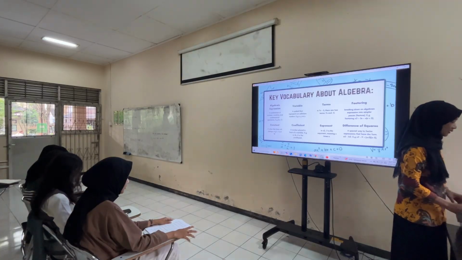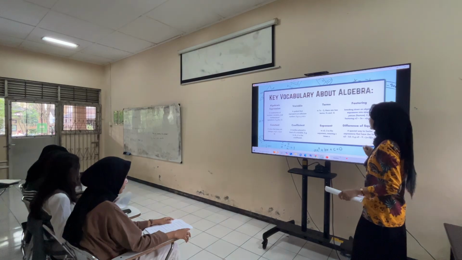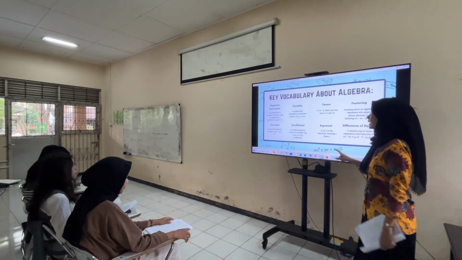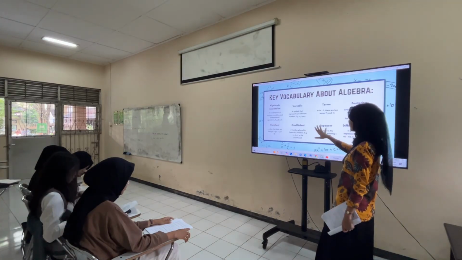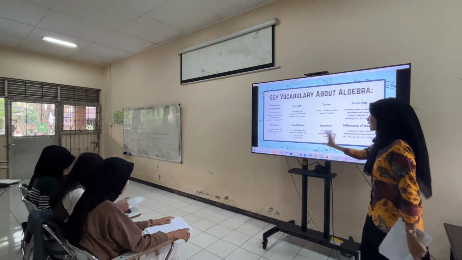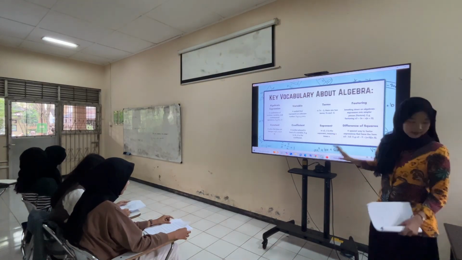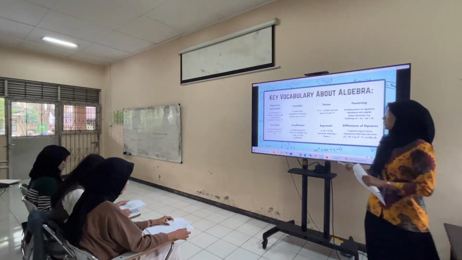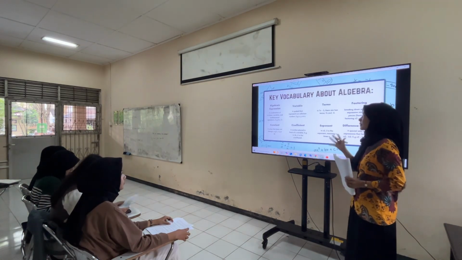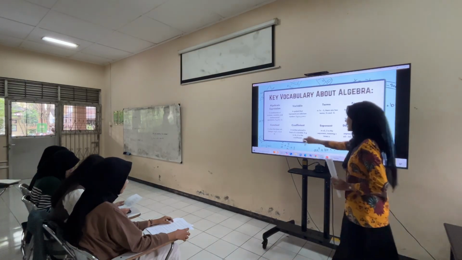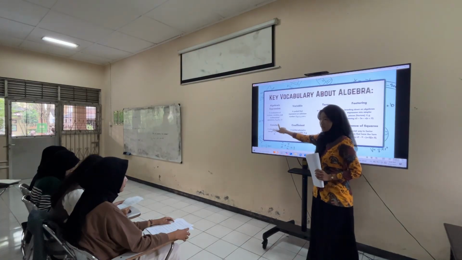And then let's understand some important words in algebra. The first thing is about algebraic expression. The second is about variable, and then terms, factoring, constant, coefficient, exponent, and then difference of squares. Okay, an algebraic expression is a combination of numbers, variables, and mathematical operations. For example, in this one, 2x plus 3, this is the algebraic expression.